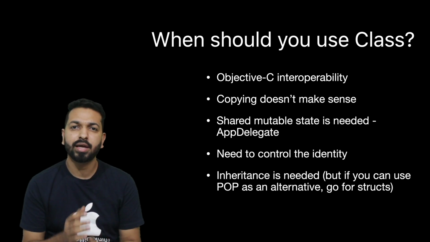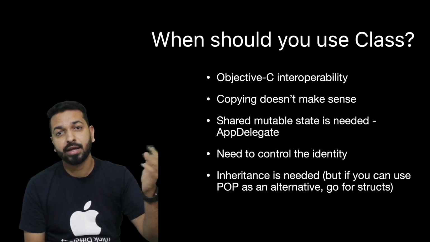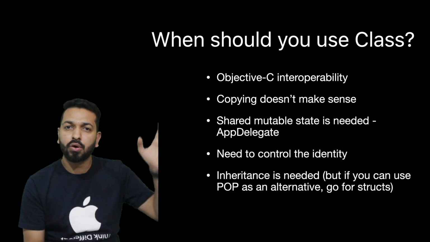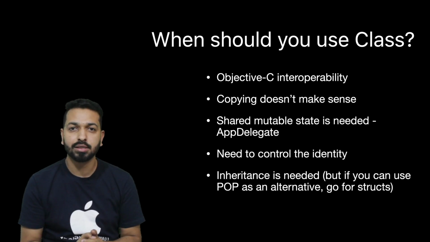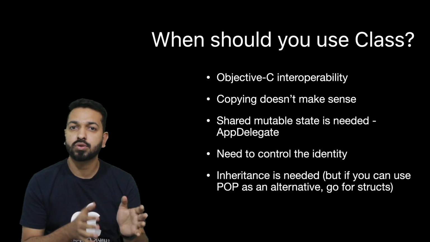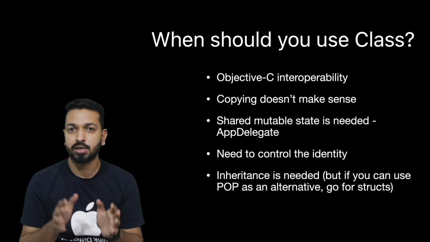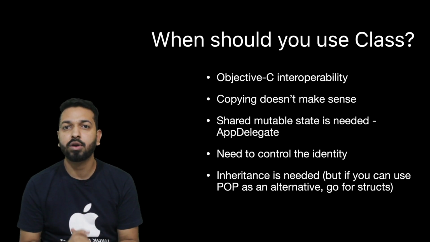So in case of inheritance, most of the time it happens that most of the functionality that we are inheriting from our superclass, we actually don't need it. We rarely use all the functions. Instead, just for accessing one or two functions, we inherit the class. So if that is the case, and if you can solve it using the protocol oriented programming, if you can solve it using the protocols and extensions and those kind of things, go for it. Prefer the structs. They are faster and they are more efficient.